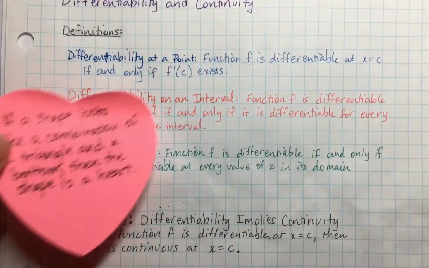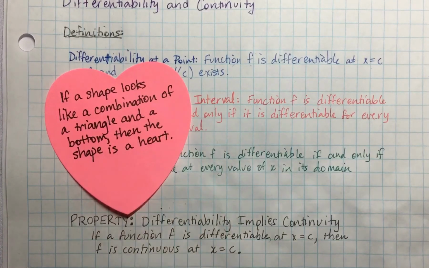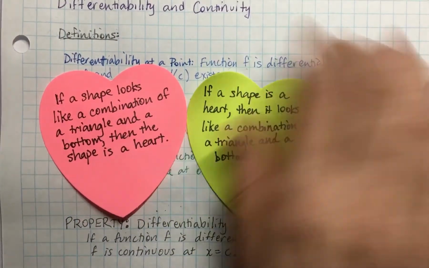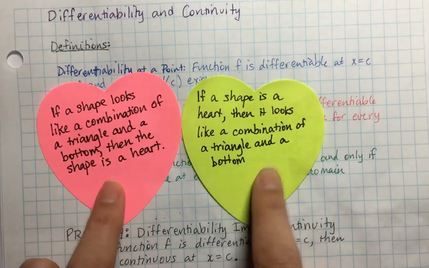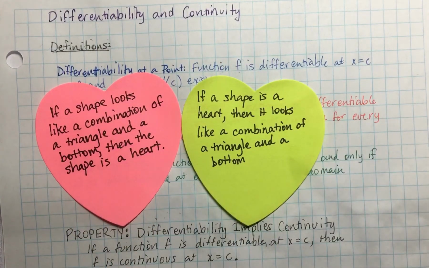So say we have this shape right here. If a shape looks like a combination of a triangle and a bottom, then that shape is a heart. I would call that a true statement. If I switch the order around, like instead of going if P then Q, I switch it to if Q then P, I just swap it. If a shape is a heart, then it looks like a combination of a triangle and a bottom. Both of these statements are true, if you just go with my slightly wacky example here.